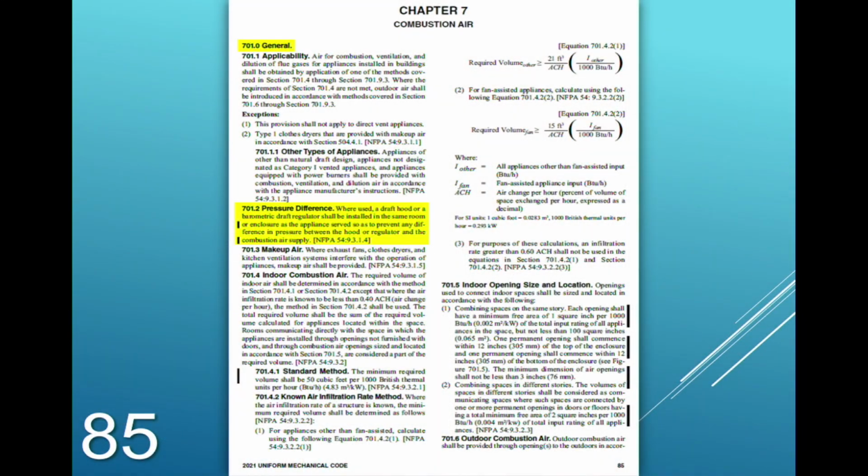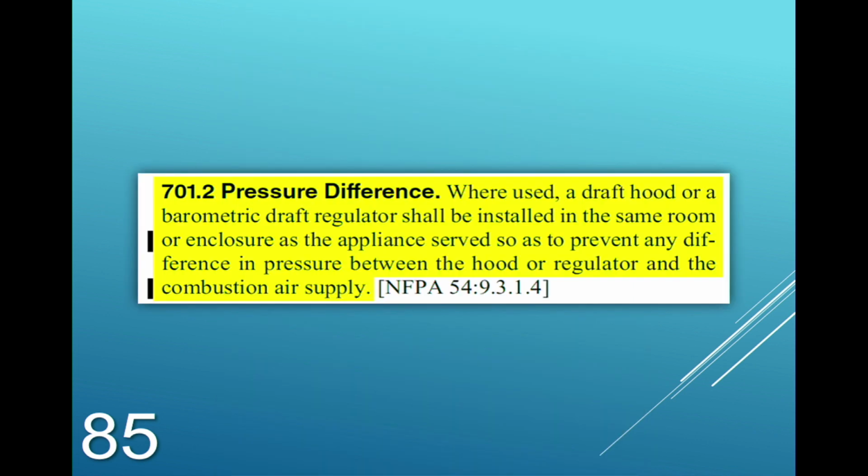Top left, 701 general. These are general requirements for combustion air. Down below that, 701.2, pressure difference. It says, where used, a draft hood or a barometric draft regulator shall be installed in the same room or enclosure as the appliance served so as to prevent any difference in pressure between the hood or regulator and the combustion air supply. All this means is, if your equipment has a draft hood or a barometric draft regulator, be sure and put it in the same room as the equipment it serves.